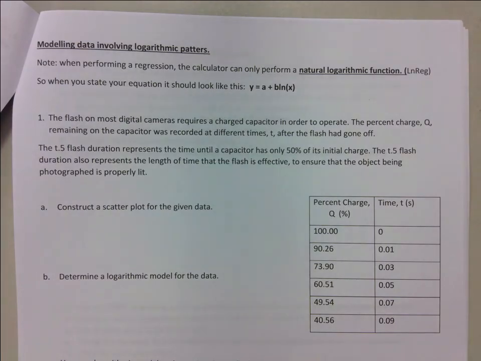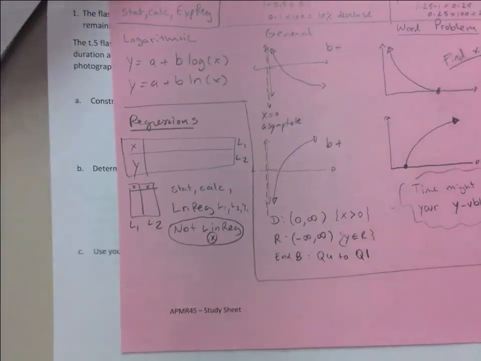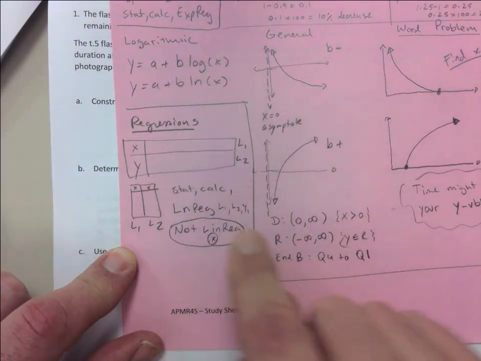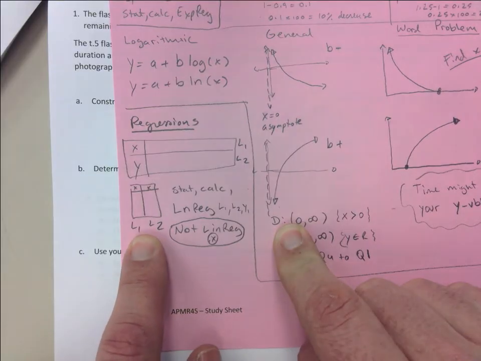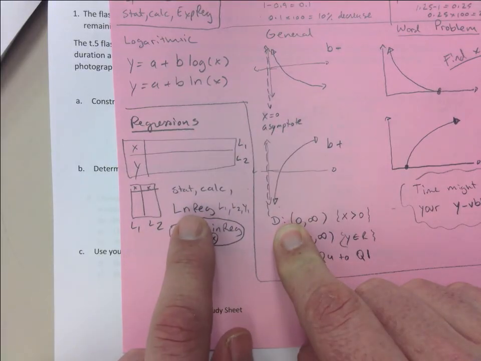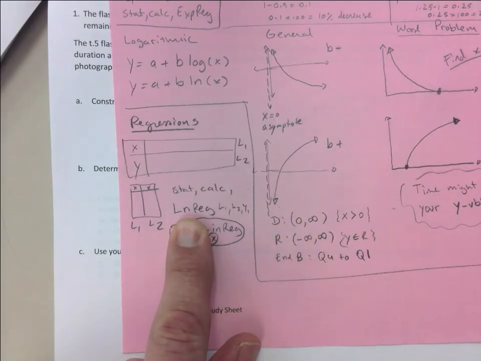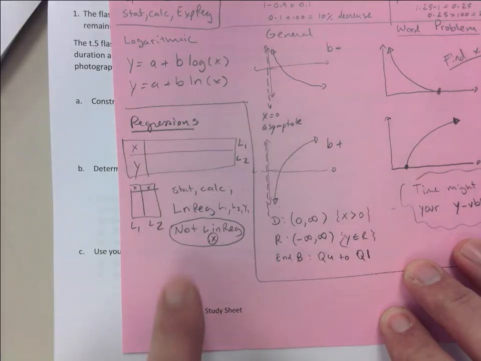All right, so on the study sheet, I kind of hinted the other day already, when it comes to logarithmic regressions, you're going to get a table, either horizontal or vertical. You go stat calc. This is what I want to draw your attention to. It's ln reg, not lin reg. It's not going to work if you do lin reg. It's going to be a linear regression. You don't want that. So please don't mix that up.